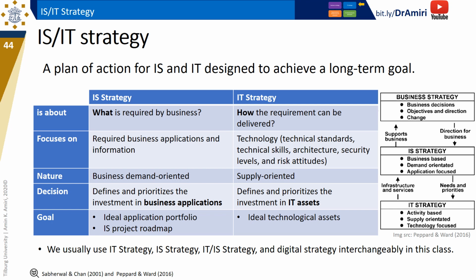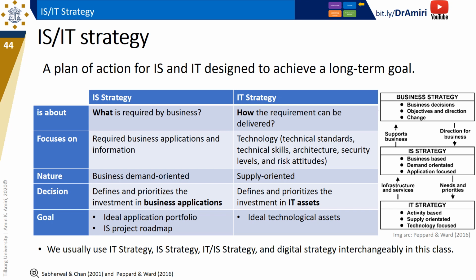And if you open an IS strategy document, you see that it defines various business applications that should be created in future, and it prioritizes the investment in those business applications. That means which application should be created first, then which application, and so on and so forth. So the goal of IS strategy is to create a portfolio of business applications and have a roadmap for those IS projects.